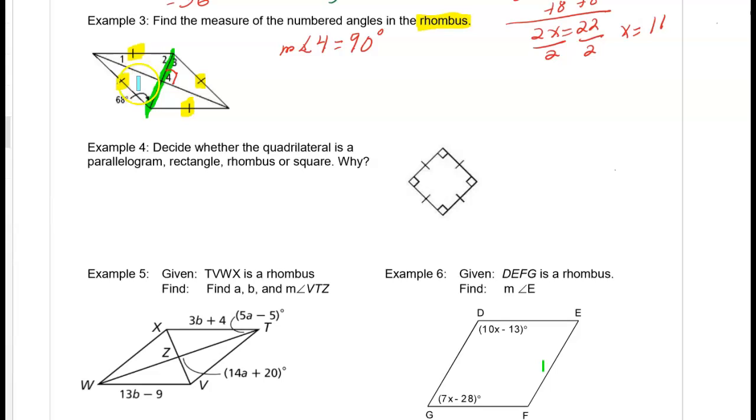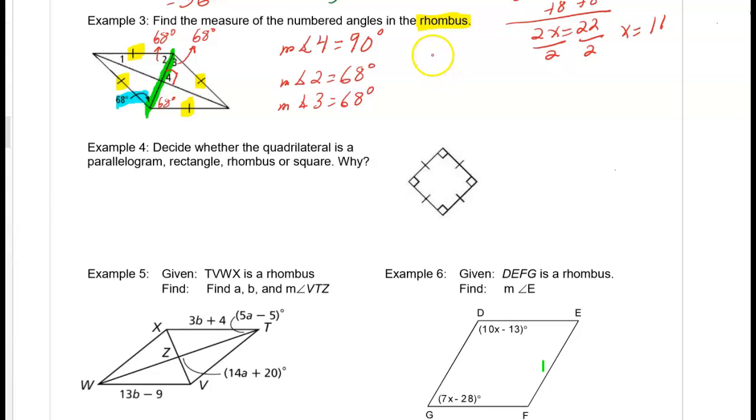So on the left-hand side we have 68 degrees. That means the other side is also 68 degrees. It also means angle 2 is 68 degrees and angle 3 is 68 degrees. So the measure of angle 2 is 68 degrees. The measure of angle 3 is 68 degrees. And then I am missing angle 1.